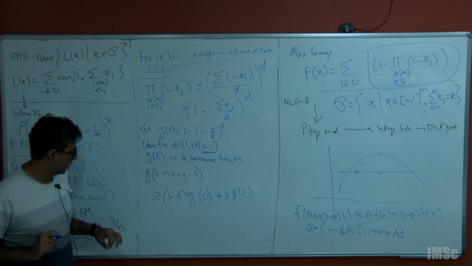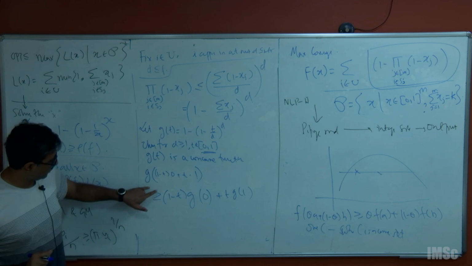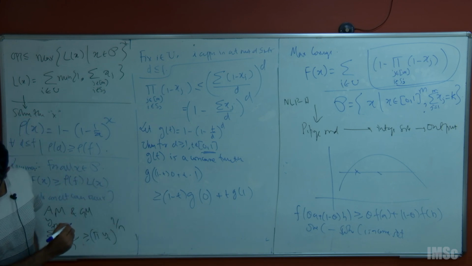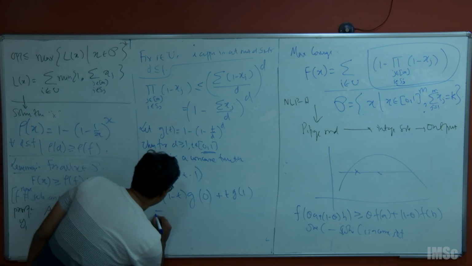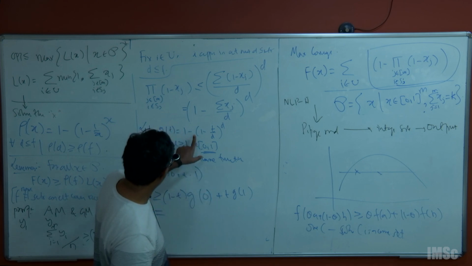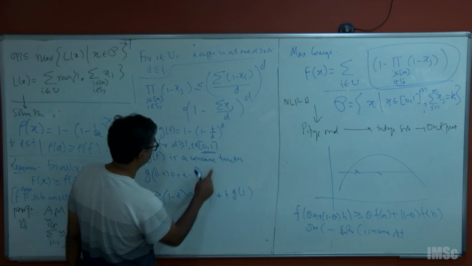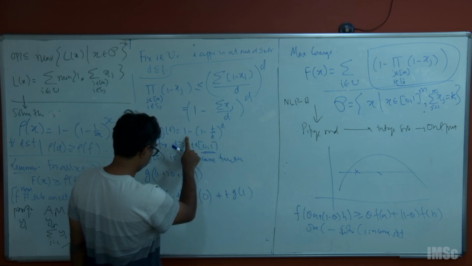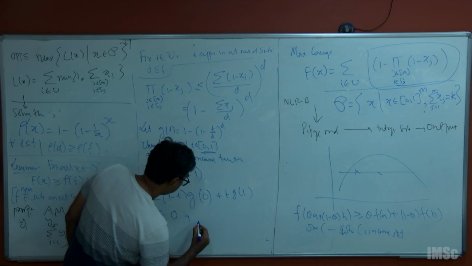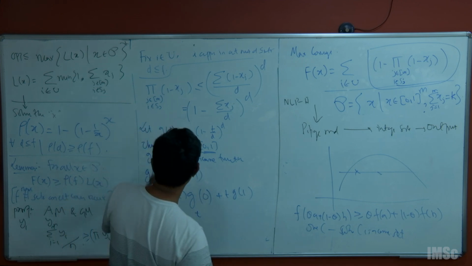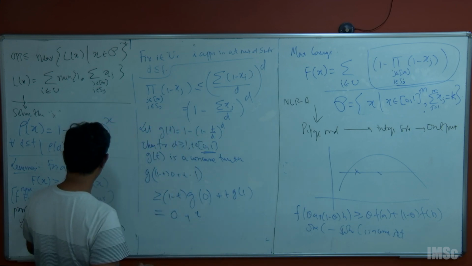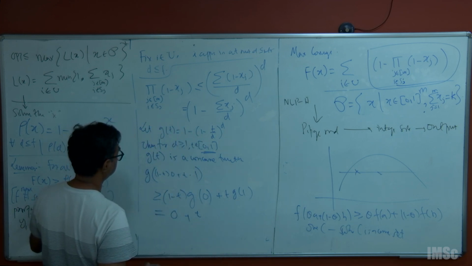Okay, fine. If it is a concave function, then I can write it like this. What is g of 0 here? It is 1, this is 0, right? And this is t times g of 1. What is g of 1? g of 1 is f, rho of d.